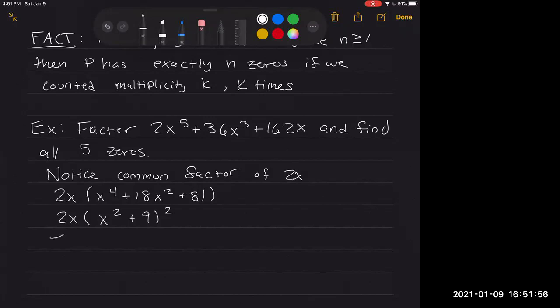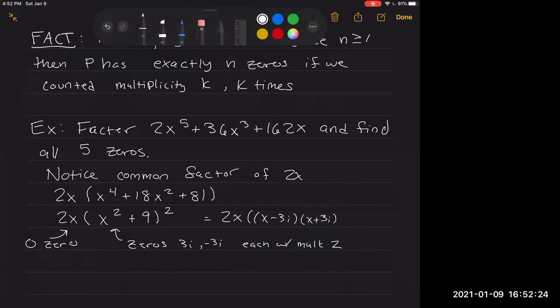So this has a 0 at 0. And this polynomial here has zeros 3i and -3i, each with multiplicity 2. Because this gets factored into 2x, x minus 3i, x plus 3i, all of that squared.